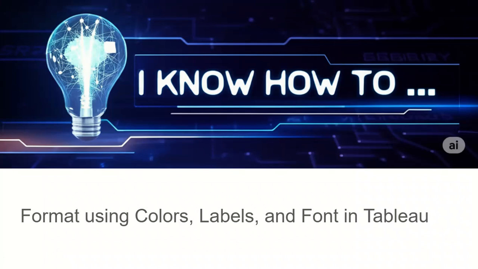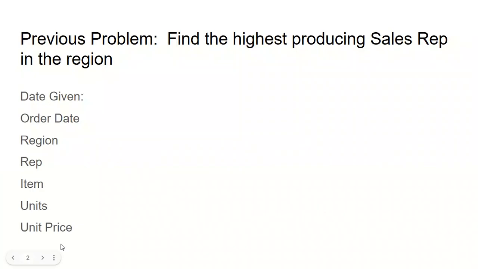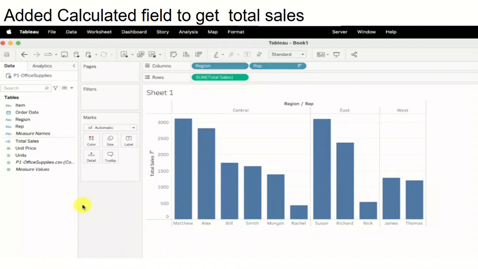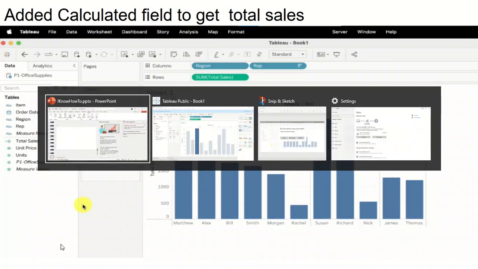Today, I'm going to cover ways to format using colors, labels, and font in Tableau. In the previous video, I did a graph using Tableau to find the highest producing sales rep in the region. I was given some data, and this is the graph that I built in the previous video. I did use a calculated field to get the total sales, but now we're going to see what we can do to make this graph easier to read using format.